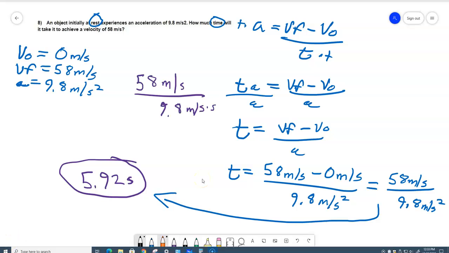And just real quick, if you're wondering how I ended up with just seconds when you're dividing all this, think of it this way. 58 meters per second divided by 9.8 meters per second squared, so that's seconds times seconds, so you can cancel this one and cancel this one, and so you end up with just this one. So that is why it is 5.92 seconds.